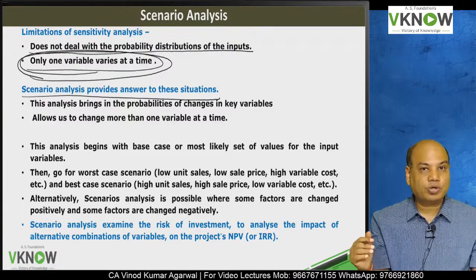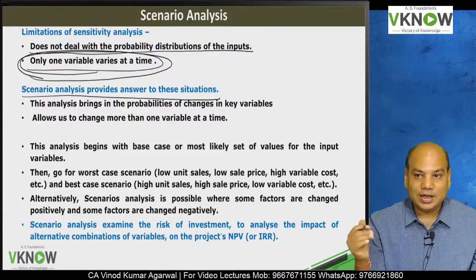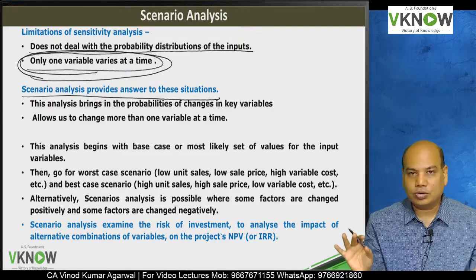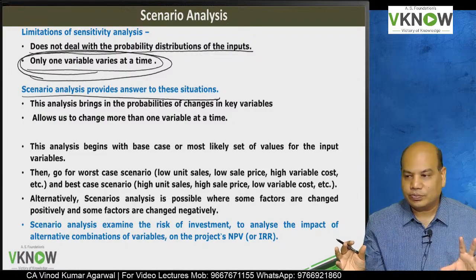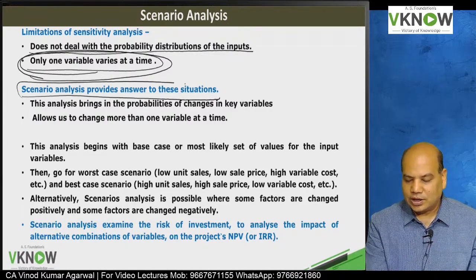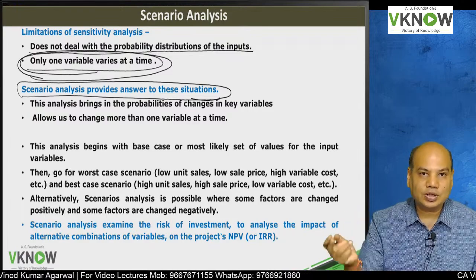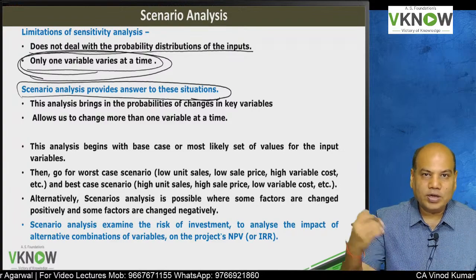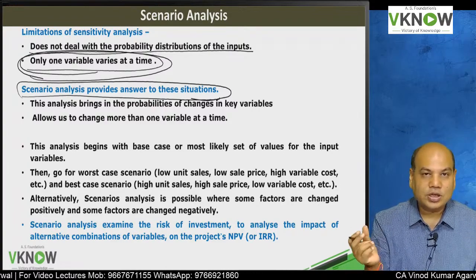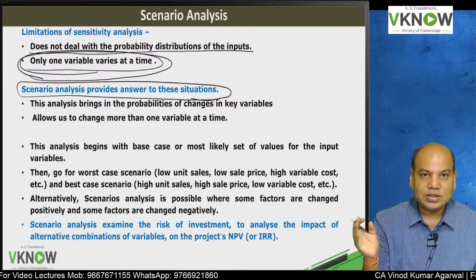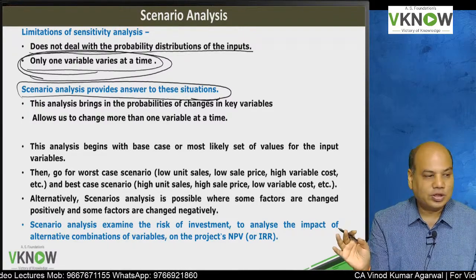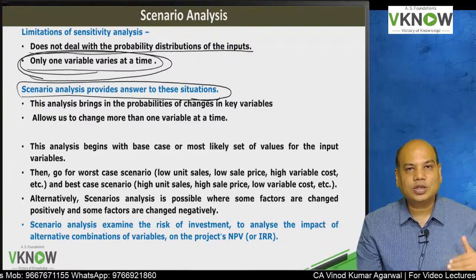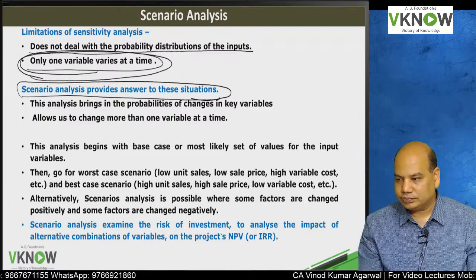Project cost can also go up, selling price can also go down, and fixed cost can also increase. So how do you handle this kind of scenario? That kind of situation is handled by what is called scenario analysis, where we are going to change more than one variable at a time. Project cost can also increase, sales can also decrease, fixed cost can also increase, and then we will see if this happens, how the NPV would change.